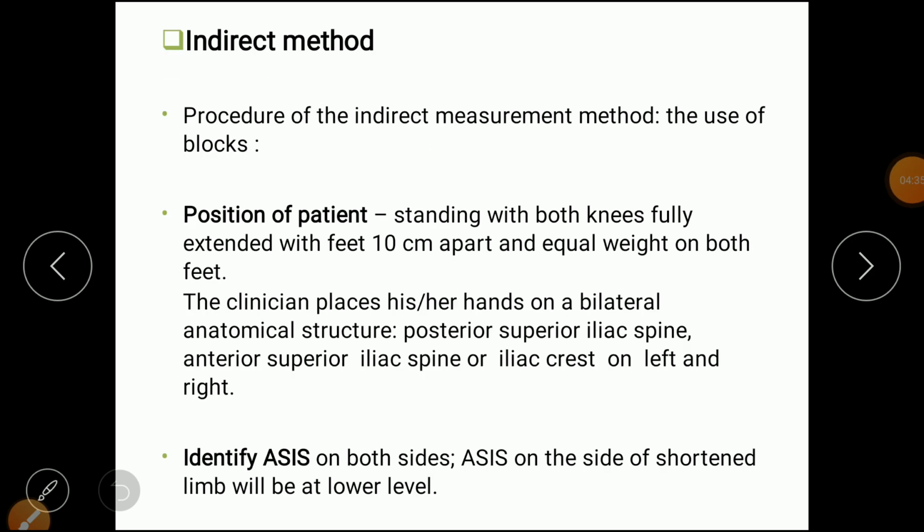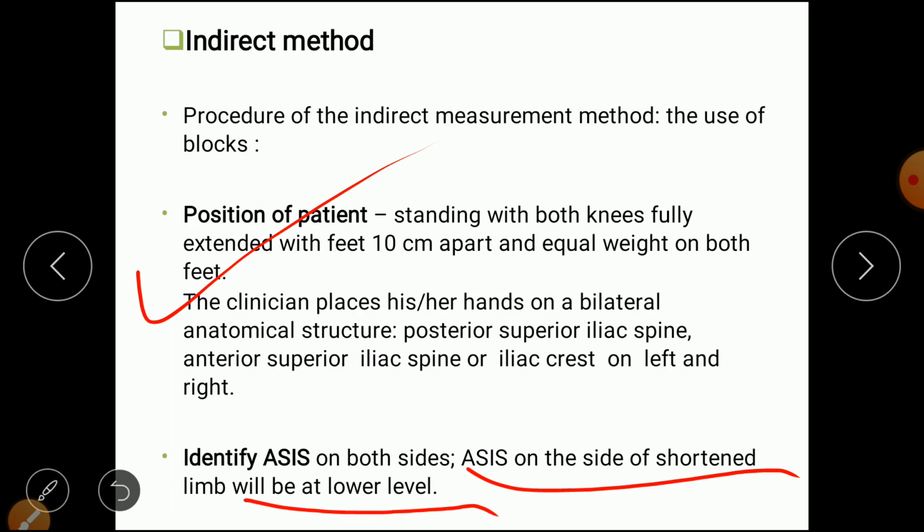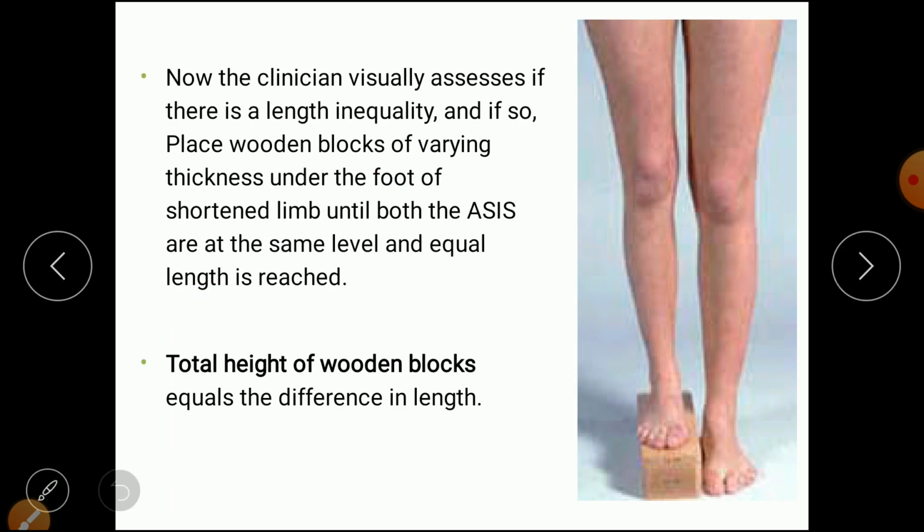The second method is the indirect method. In the indirect method, the patient stands with both knees fully extended, feet 10 cm apart and equal weight on both feet. The clinician places his or her hands on bilateral anatomical structures, the posterior superior iliac spine, the anterior superior iliac spine, or the iliac crest on the left and right. Identify the ASIS on both sides. The ASIS on the side of the shortened limb will be at a lower level. So this is the indirect method.